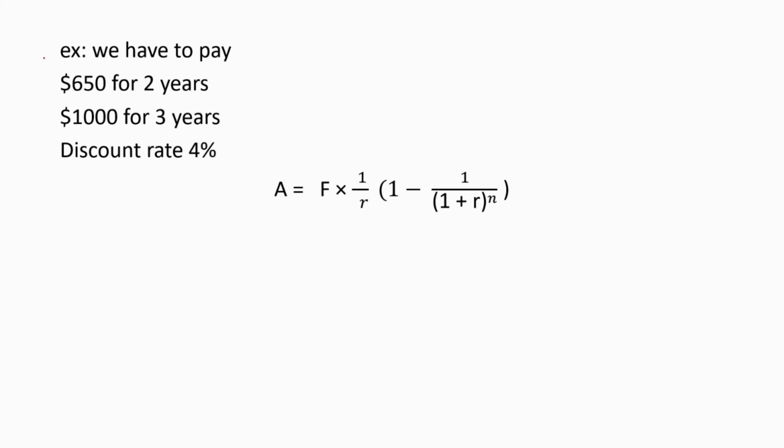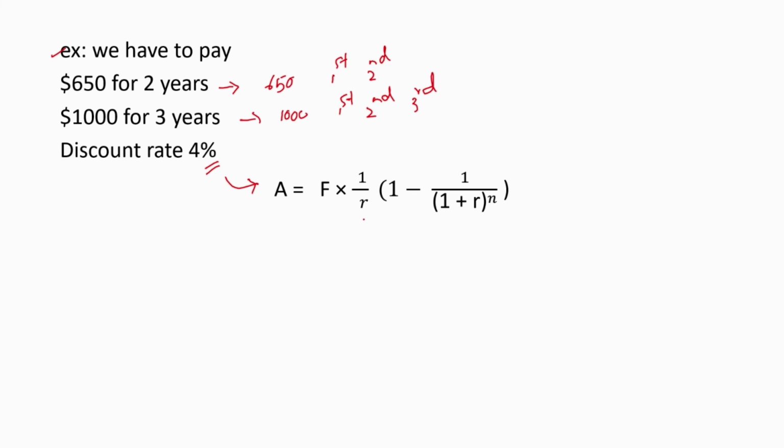So let's do this example. Let's say we have to pay $650 for 2 years and $1,000 for 3 years. Let's calculate the present value of these annuities. This means we have to pay 650 for the first year and for the second year. This means we have to pay $1,000 for the first year, second year, and for the third year. The discount rate is given as 4%. This is the annuity formula.